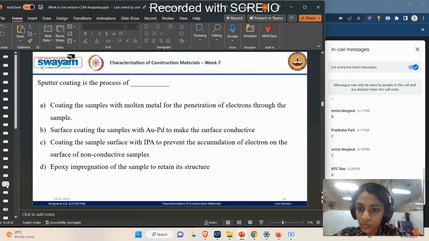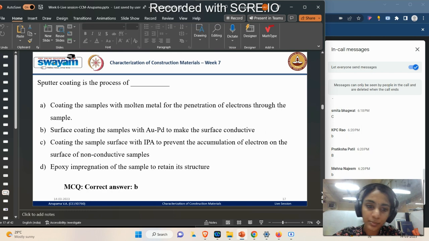Okay, so KPC Rao goes with option B. Pratiksha also option B. Who else? What about others? Okay, Mehna also goes with B. Okay, so the correct answer is option B.